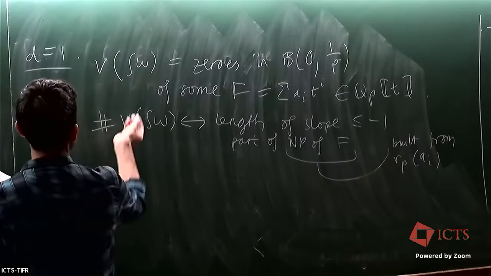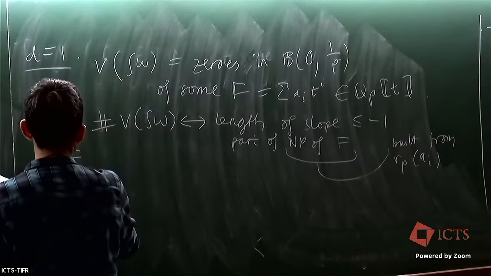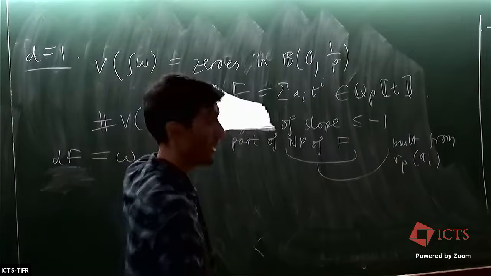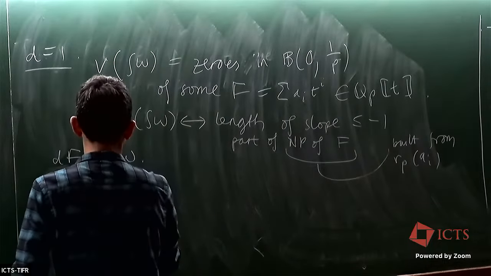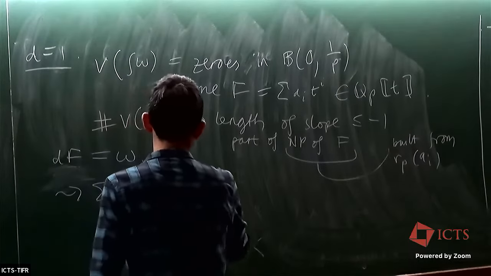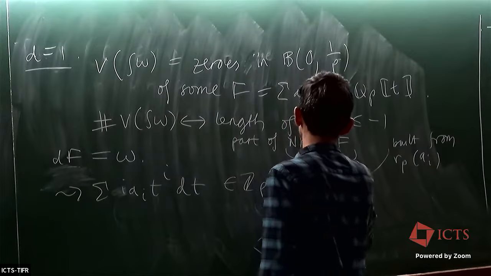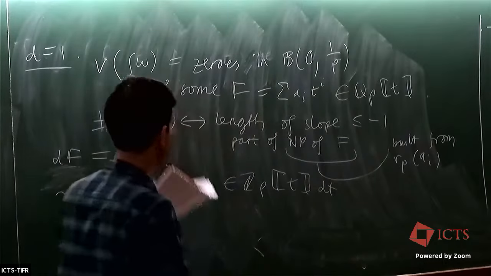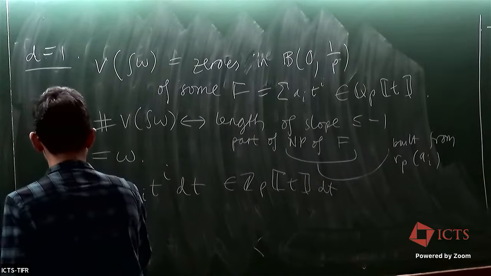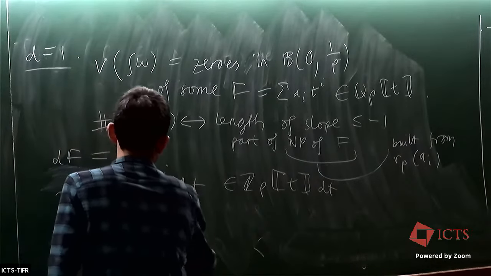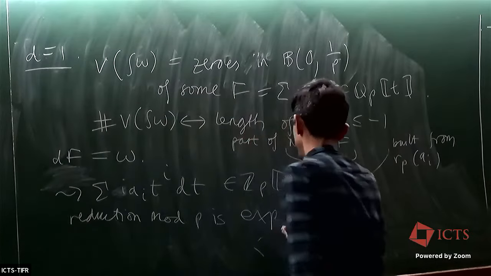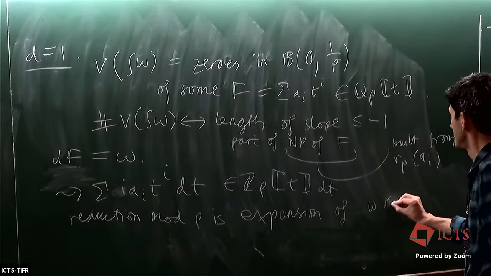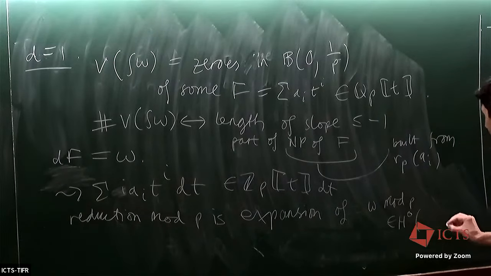And on the other hand, if I differentiate this function, so df/dt, or we could say df is equal to omega. When I differentiate this function, the power series expansion I get, the sum of i times a_i t^i times dt, is actually in Z_p[[t]] dt, because it's the expansion of this integral differential omega, and its reduction mod p is the p-adic expansion of omega mod p, thought of as an element of H^0(X).